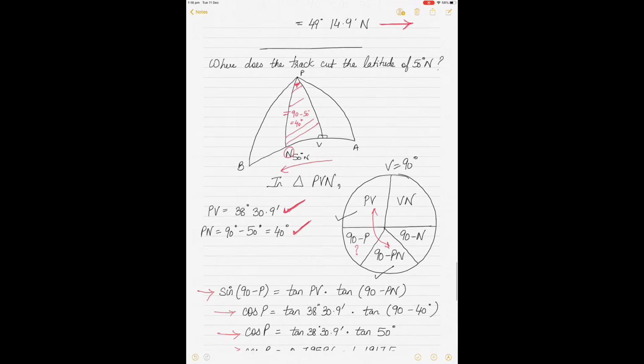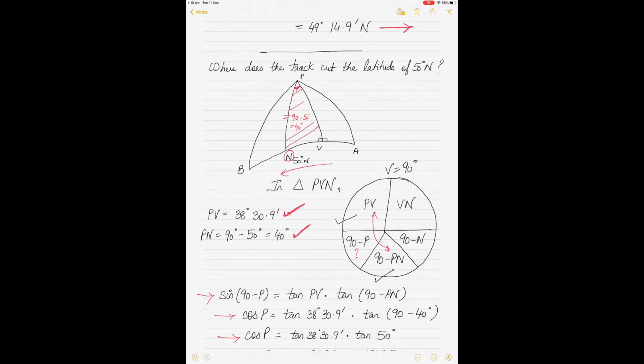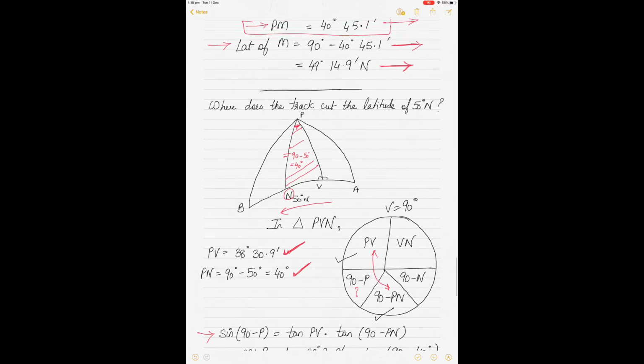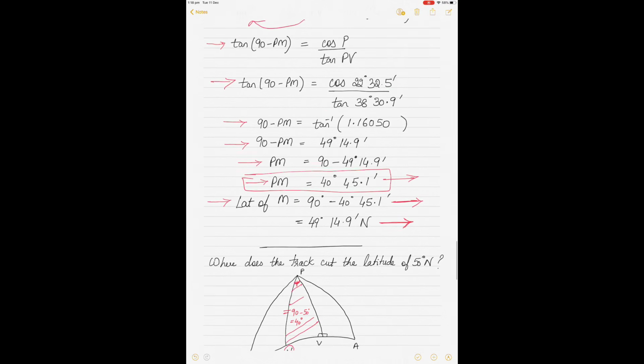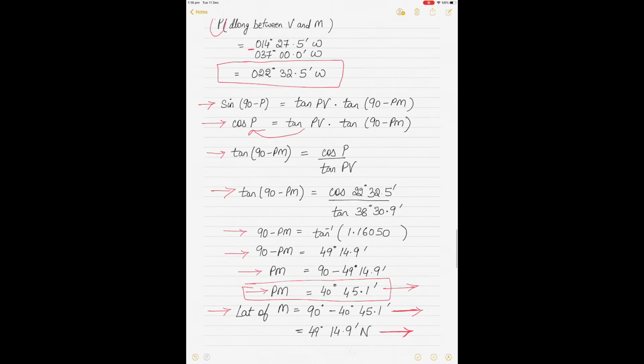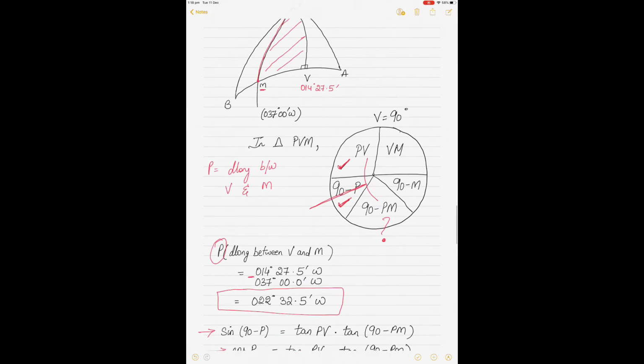So remember, if we have to find out latitude of any intermediate point, we find out P to the point, which in this case was PM in the previous case. If I need to find out the longitude of an intermediate point, I need to find out angle P between the two positions. Familiarize yourselves with the Napier's rules to make sure that you can apply them in cases of right angle spherical trigonometry.